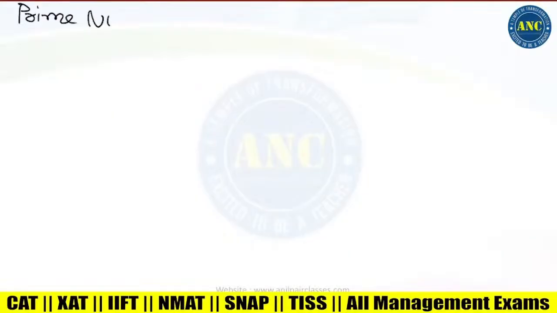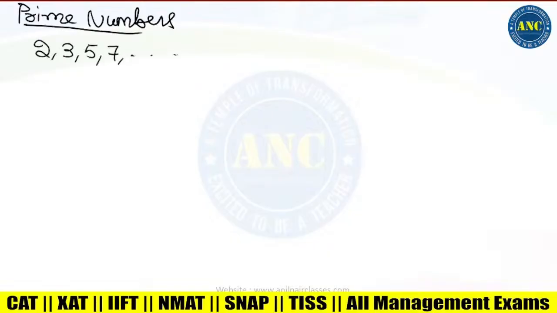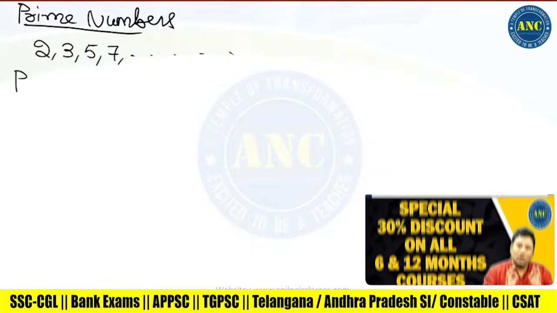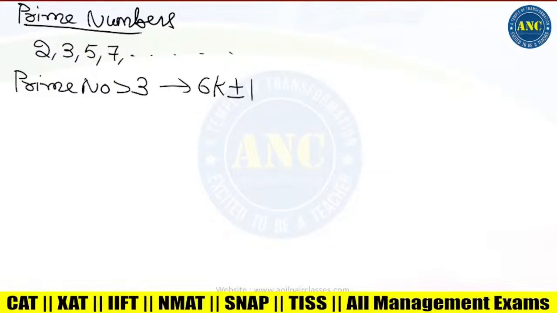Prime numbers. A prime number series is 2, 3, 5, 7 and so on. Any prime number greater than 3 is of the form 6k plus or minus 1.